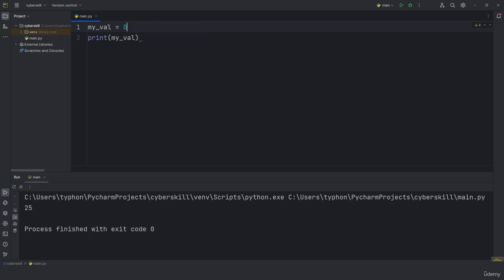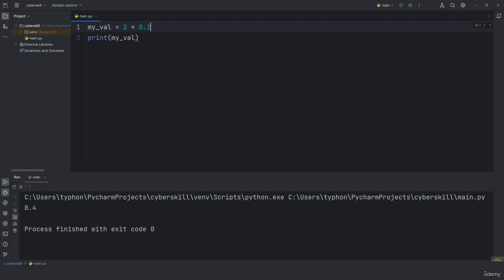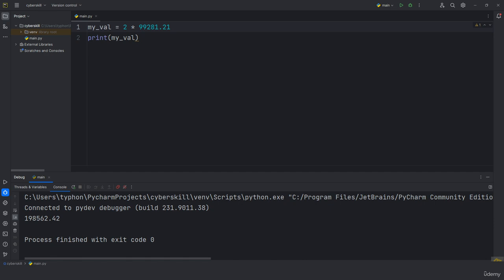For example, 0.2 plus 0.9, and here we get 1.1. And here, for example, 2 multiplied by 0.2, and we get 0.4. And here we have 2 multiplied by, for example, 99 with some decimals, and you can see we multiply this number by 2.